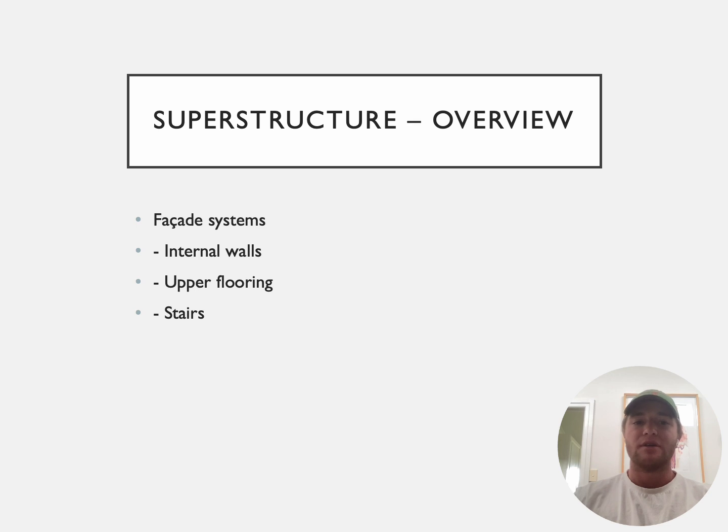The superstructure includes all construction above ground: external and internal walls, flooring systems and stairs. These components must integrate with the substructure to ensure durability, safety, and regulatory compliance under the National Construction Code, otherwise known as the NCC.